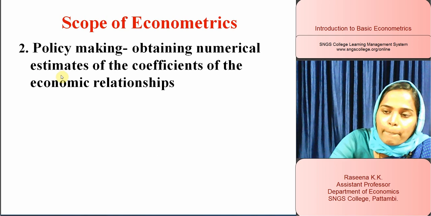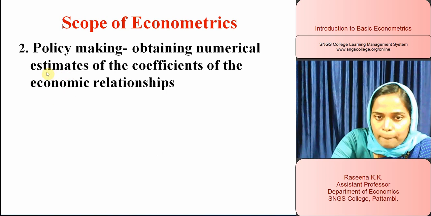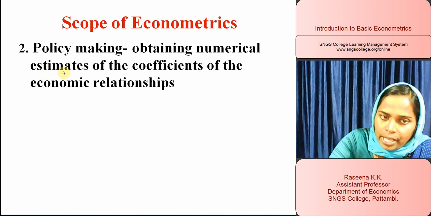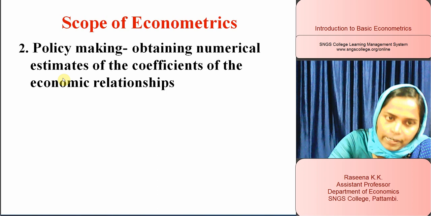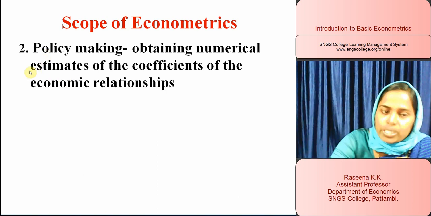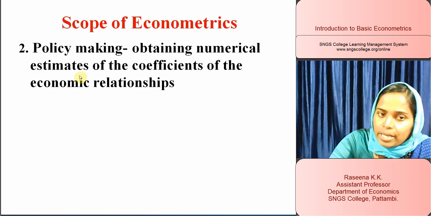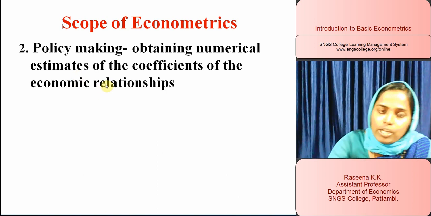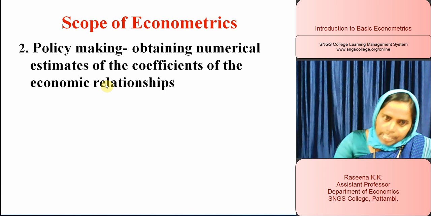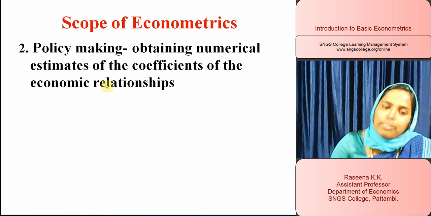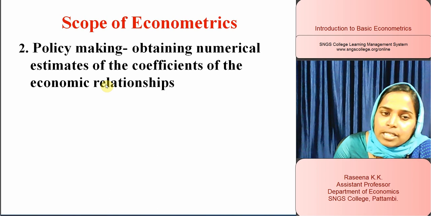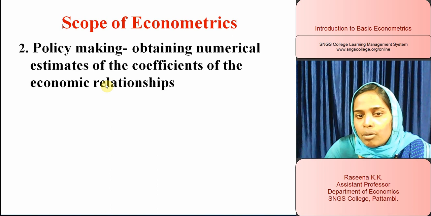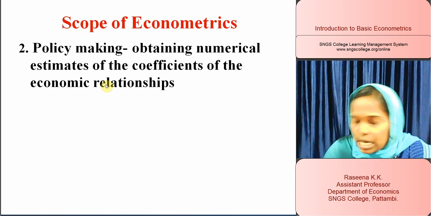The second one is policy making. After checking the validity of the theory that is already established by using the empirical evidences, for the policy making procedure, we have to obtain the numerical estimates of the coefficients of the economic relationship. That is, we know that an inverse relation exists between price and quantity demanded of a commodity, and in order to measure these economic relationships, we must have the coefficients of the economic relationship.